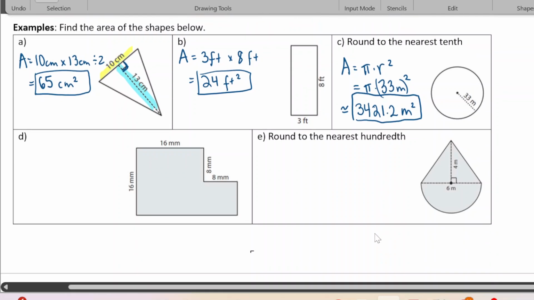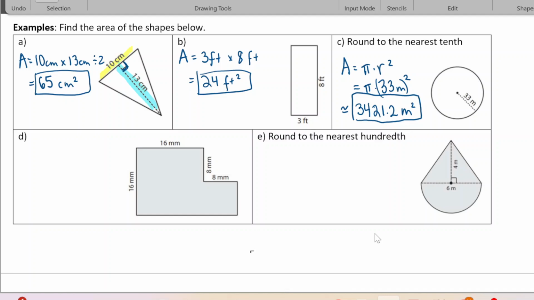Okay, these next 2 are interesting. They're called composite shapes. That means they're made of more than one shape. So there's a couple of ways you can break these up here. For this first one, I'm going to just split it into 2. There's a couple ways you could do it. You could subtract away that area as well.